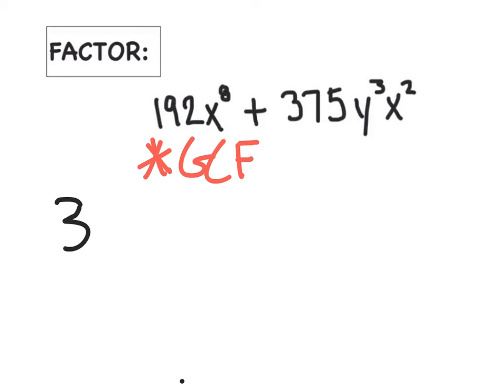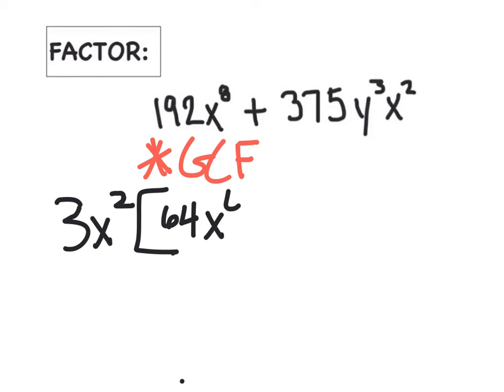And you'll notice I can also pull out variables this time. Here's an x to the 8th and an x squared, so I can take out an x squared. And I am left with 64x to the 6th plus 125y cubed. Okay, that GCF is huge. Make sure you are pulling that out first.